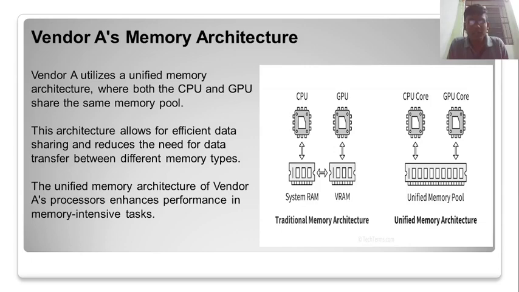Vendor A's memory architecture. Vendor A utilizes a unified memory architecture where both the CPU and GPU share the same memory pool. This architecture allows for efficient data sharing and reduces the need for data transfer between different memory types. The unified memory architecture of Vendor A processors enhances performance in memory-intensive tasks.